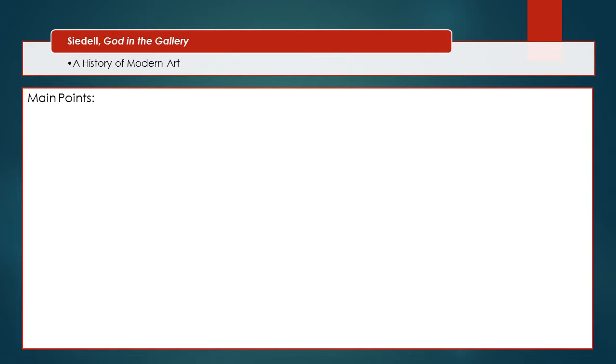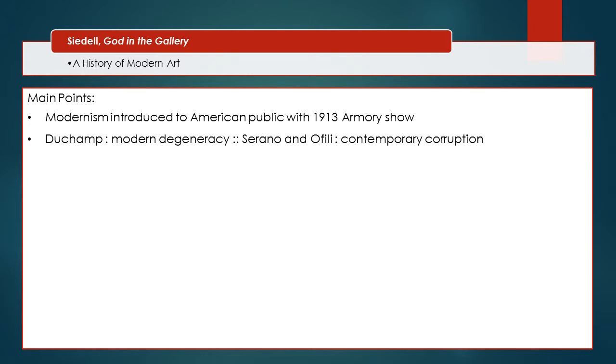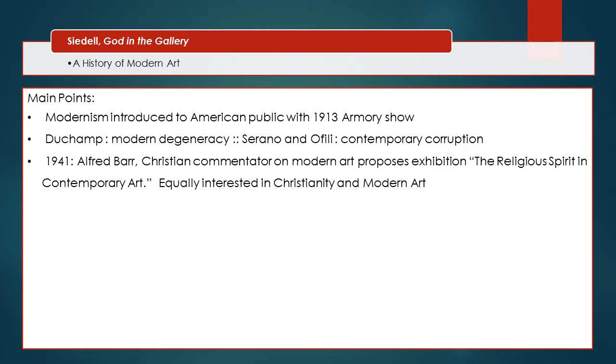Moving on to Daniel Siedell's God in the Gallery: A Christian Embrace of Modern Art. Some main points here, and I do want to make a side note that this was one of my favorite texts. There was a lot of really great information in this chapter, so this is just a speedy list. He claims that modernism was introduced to the American public with the 1913 Armory Show, and he compares Marcel Duchamp in modern degeneracy to Cyrano and Ophelia in contemporary corruption. He also brings up Alfred Barr, who in 1941 proposed an exhibition entitled The Religious Spirit in Contemporary Art. And interestingly enough, this art historian was interested equally in Christianity and modern art.